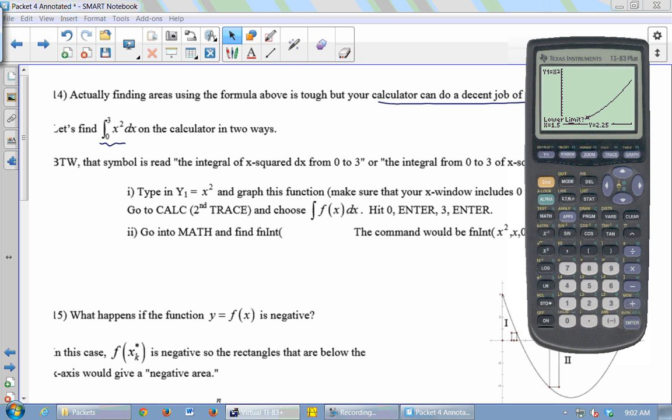And then it just asks you for the lower limit, which for us is 0. Enter. And the upper limit, which is 3 for this problem. Enter. And it shades the area and tells you how much area there is. So the area under that curve appears to be 9.